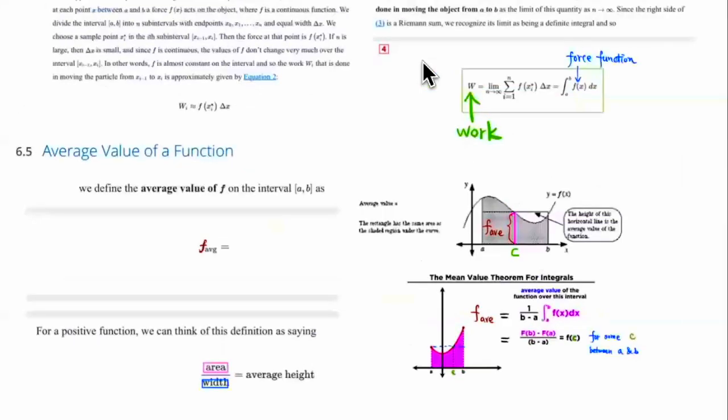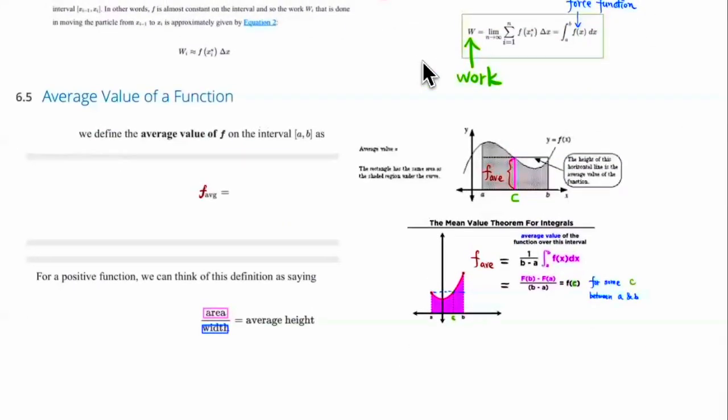Section 6.5, we talk about the average value of a function. So look at this picture over here. We have a continuous function, and it looks like this is the average. What does average mean? Well, if this is a positive function, you can take the part above the average, cut it, and fit it in here, and you should get a rectangle. The area of this rectangle is actually equal to the area under the curve from A to B.